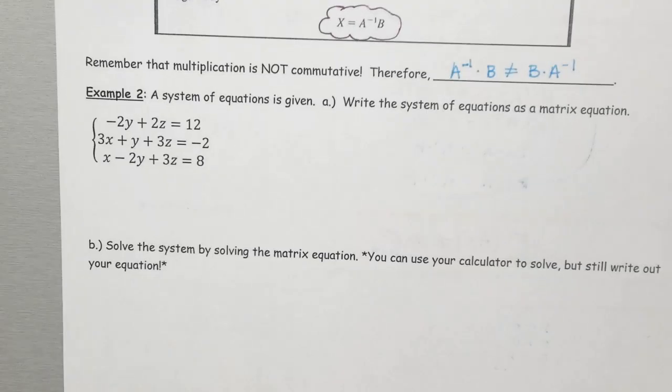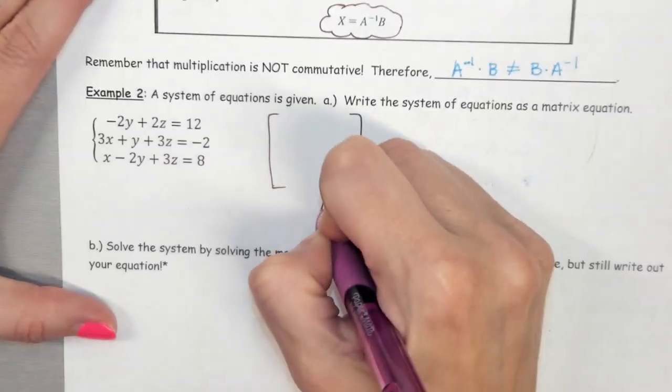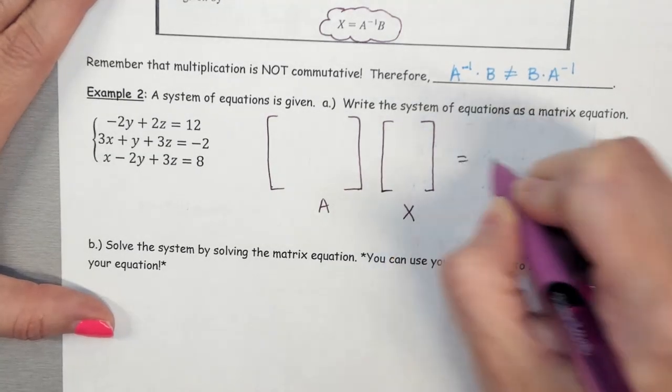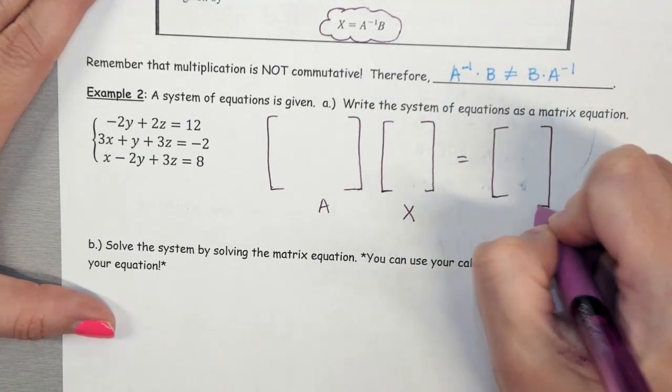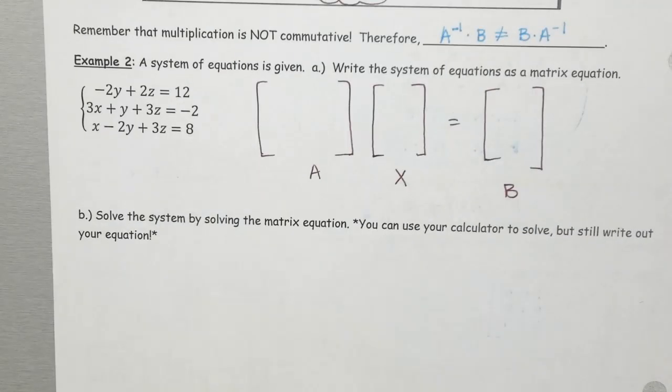All right, so for example 2, a system of equations is given. We are going to write the system as a matrix equation. So you're going to write matrix A, then you have matrix X, and that's going to be equal to matrix B. I want you to do that for this system here.